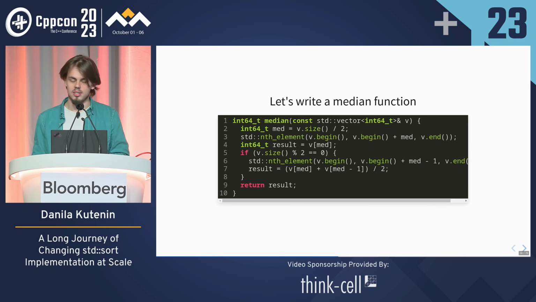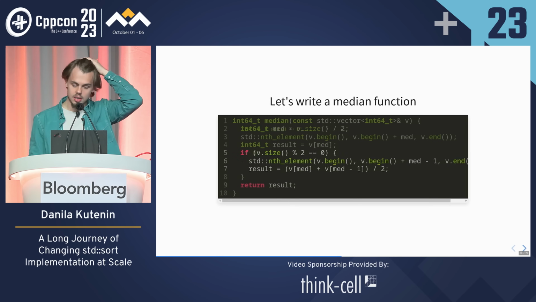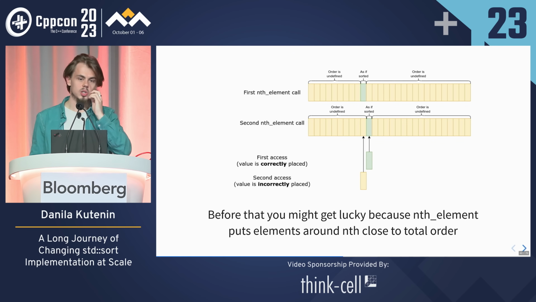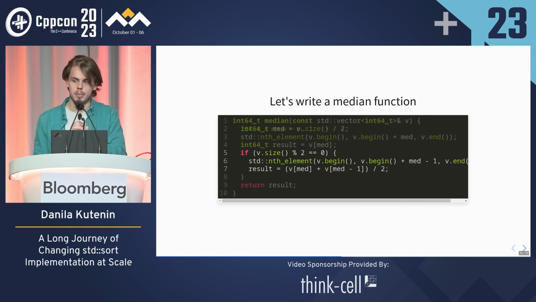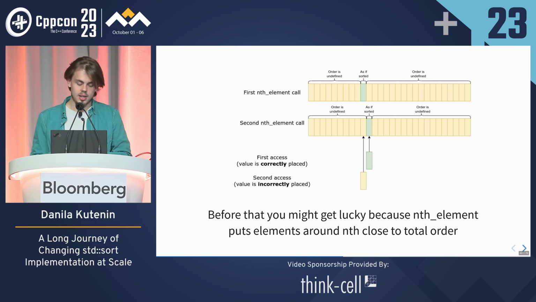All right, quite a few hands. Yeah, the bug in this snippet is that you call nth_element twice, and the second nth_element might rewrite the element, for example, on the position med. Like v of median might not be the one that was here, because nth_element doesn't specify any order on both parts.